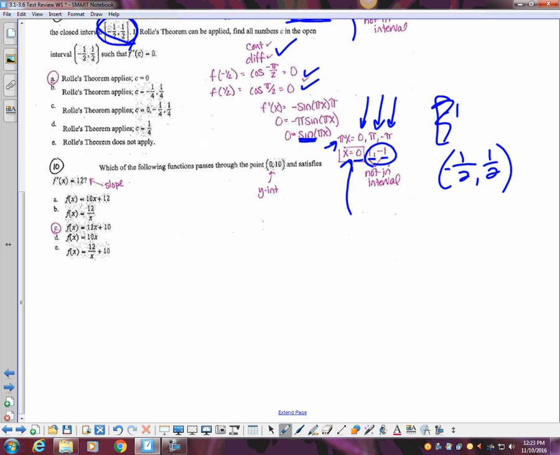Number 10, which of the following functions pass through the point 0, 10 and satisfies that f prime of x is 12? So the derivative is 12. Guys, that's your slope. The derivative is the equation of the slope. So f prime of x equals 12 means my slope has to be a 12. And then this point, this 0, 10, I mean, this goes back all the way to math 1. That becomes your y-intercept. Because your x is 0. So I have to pick the linear function that has a slope of 12 and a y-intercept of 10.